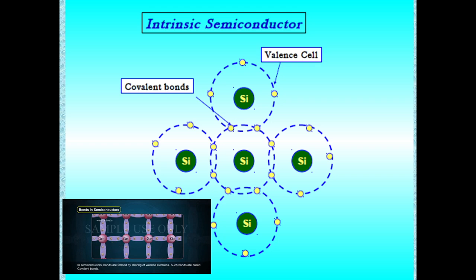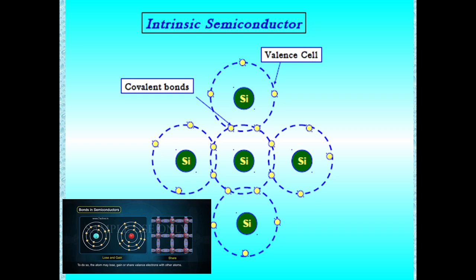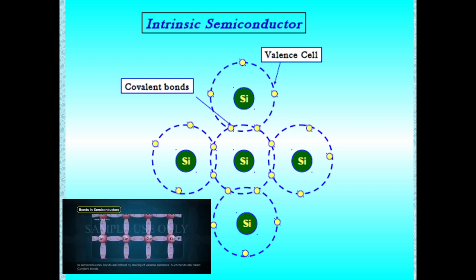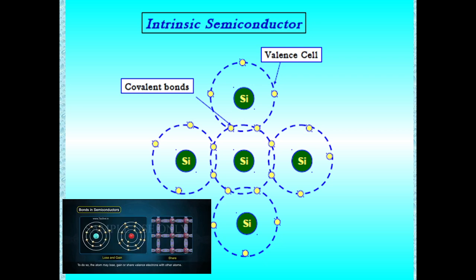Here, the outermost orbit is said to be the valence shell. How the bonding takes place in the intrinsic semiconductor is very well understood from this diagram. In the diagram below, it is indicated how the bonds form in silicon and how, in germanium, the electrons are transferred from one germanium atom to another. So the mutual sharing of electrons takes place.